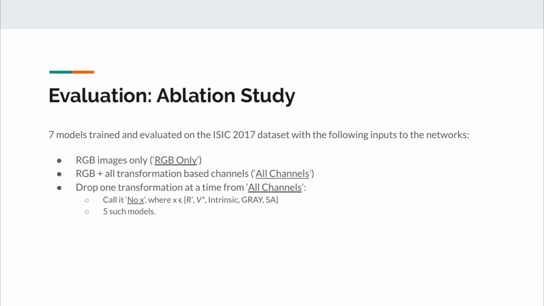We train and evaluate 7 models on the ISIC 2017 datasets. The first model, called RGB only, takes only the RGB images as input and predicts the lesion segmentation masks. We then train a model by concatenating all the transformations to the RGB image, and we call this all channels. Finally, we train 5 more models by dropping 1 transformation at a time from all channels.